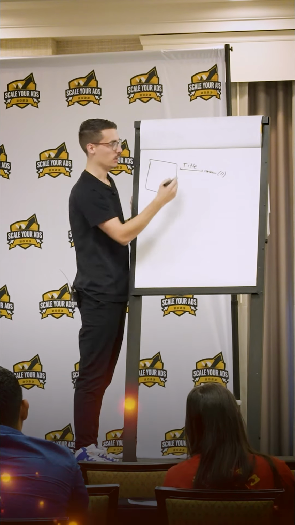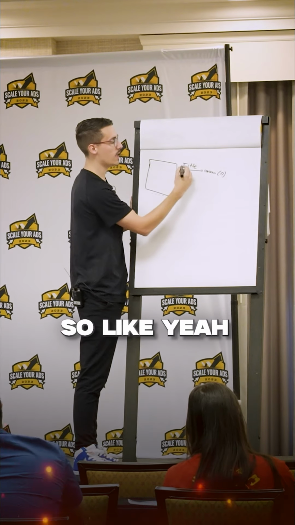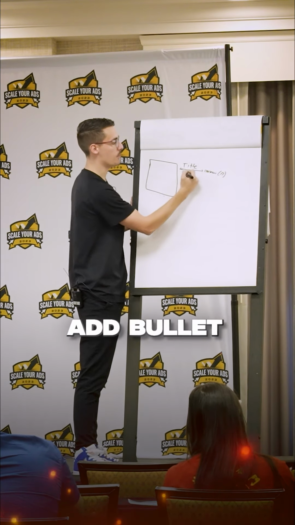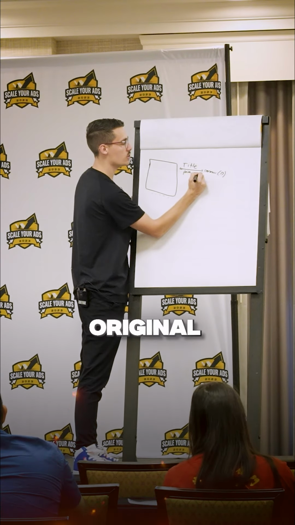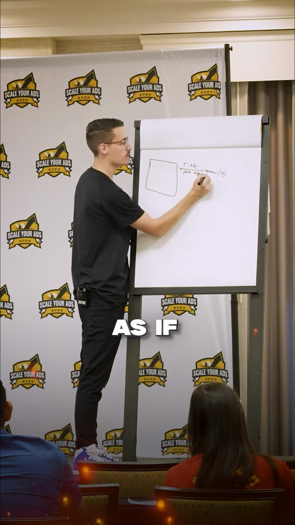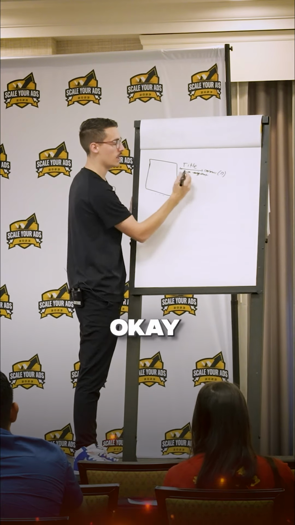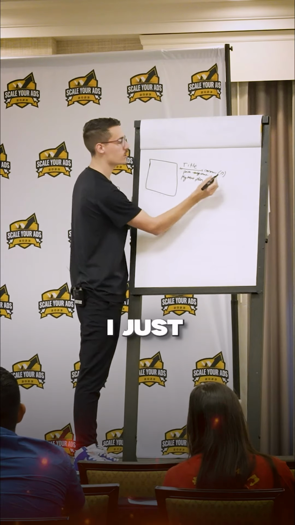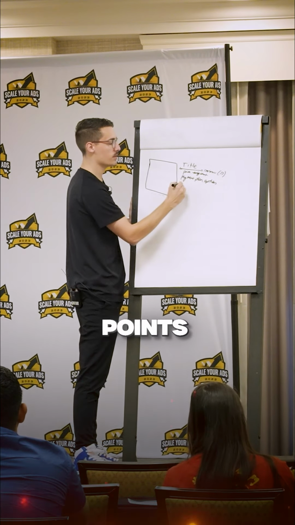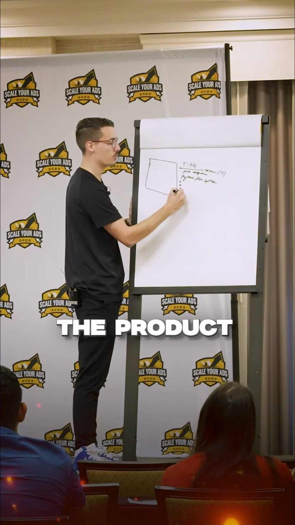Wrong, okay? I do bullet points. Yeah, I'll have price, but then I always add bullet points. So I'll put price, and then I'll put original price, so I can make it seem as if there's a discount, but I cross it out. And then I'll put my payment plan option, so it's like, or for free, interest-free payments. And then I have bullet points of the biggest benefits of the product.